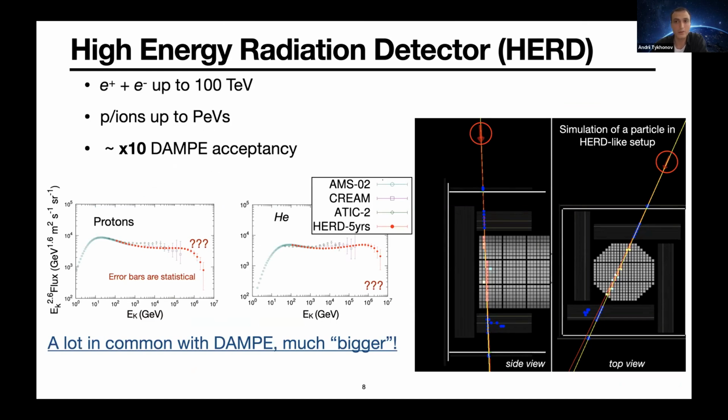All this would allow HERD to do things which we cannot think about now with current experiments, like, for example, measuring cosmic ray electrons up to 100 TeV and protons and ions up to a few PeV. This is the region where the transition between galactic and extragalactic cosmic rays happens. So this is very interesting physics that we are currently doing with DAMPE, and we're going to do with HERD.